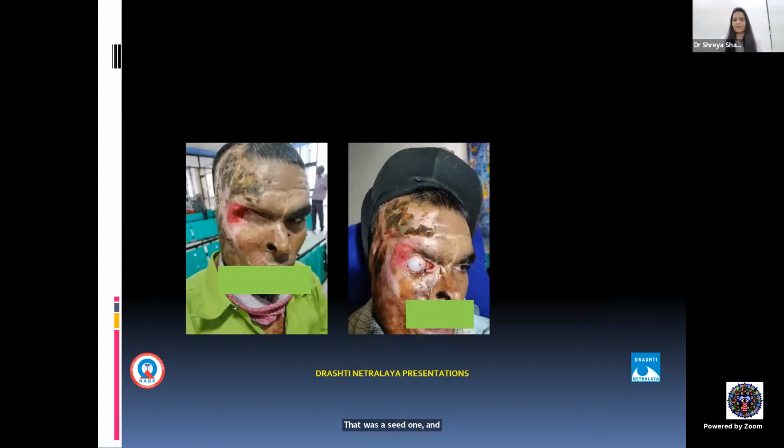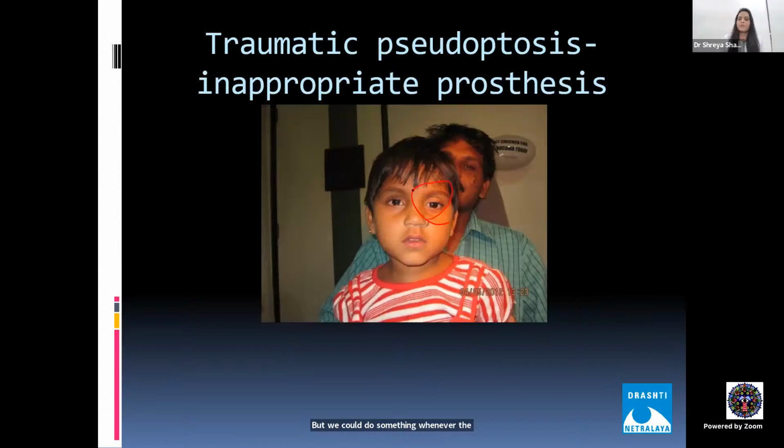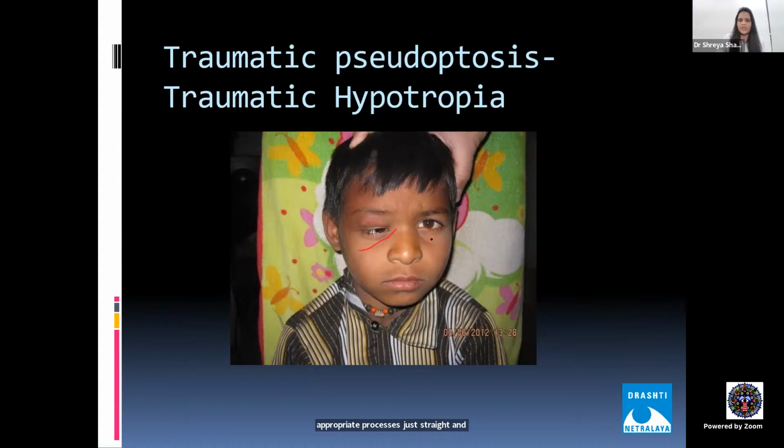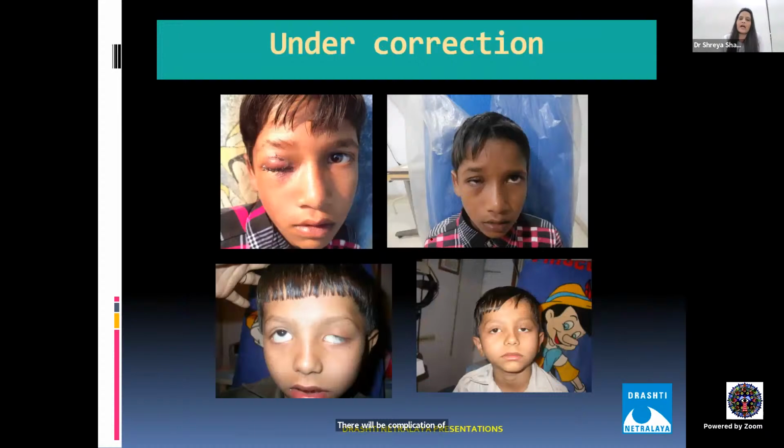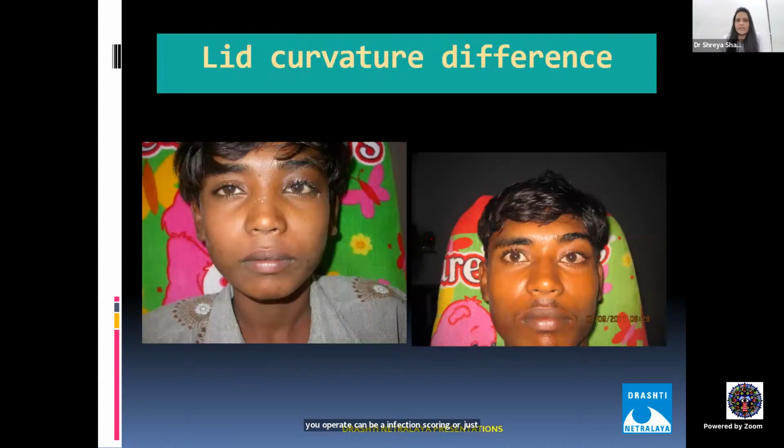Whenever there is inappropriate processes, just treat and treat the pseudoptosis. So pseudoptosis again can be because of traumatic hypotropia. What are the complications? When you're not treating ptosis, there will be a complication of exposure keratitis. When you operate, there can be infection, scarring, or just undercorrection, overcorrection. Asymmetry of lid crease can be lid curvature difference.